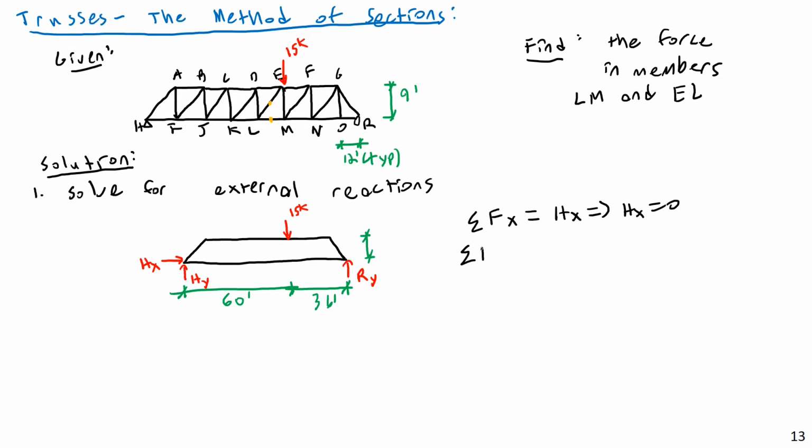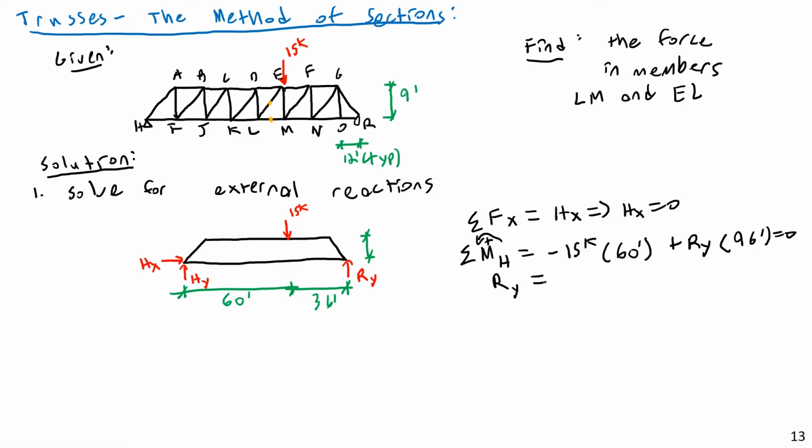Next, I want to do a summation of moments about point H, and that's going to allow me to get RY here. Summation of moments about point H, and so I'm going to have the 15 kip force, and that will be a negative moment because it is clockwise rotation about point H. So we'll have negative 15 kips times a moment arm length of 60 feet, and then I'll have a positive moment from RY, again because that will be counterclockwise rotation about point H, and a moment arm length of 96 feet. And all of this is equal to 0.